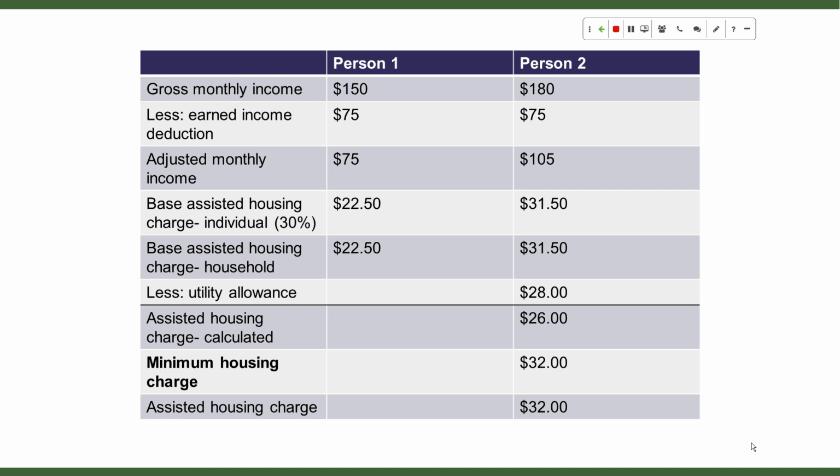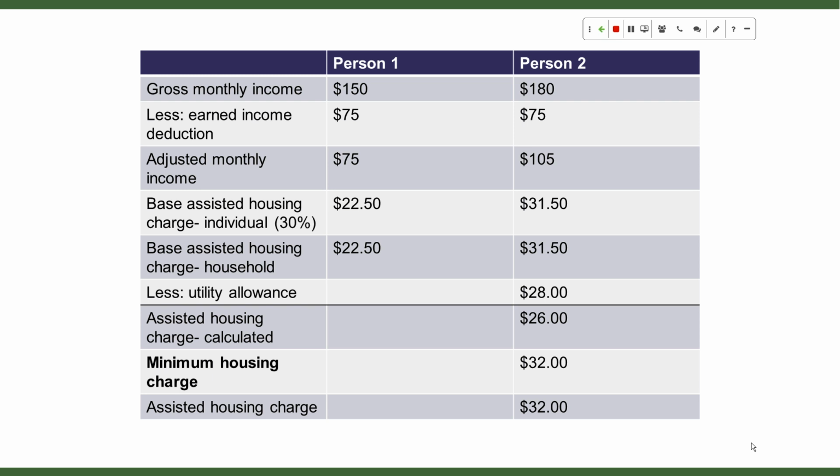Then we look at that amount, and we have to calculate it at 30%. So when we take 30% of $75, we get $22.50. And when we take 30% of $105, we get $31.50. Oh, but wait, they're also entitled to a utility allowance. So when we add the total income for each individual at 30%, and subtract the utility allowance, we get a dollar value of $26. Clearly we can see that it's below minimum, so a minimum assisted housing charge would be applied, so the members would be paying $32 a month for that family unit.